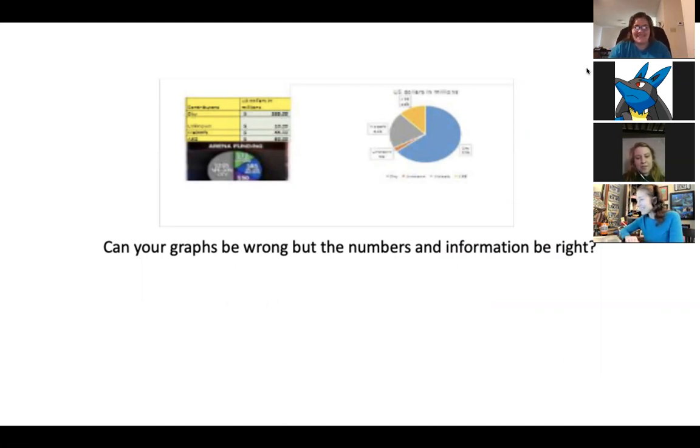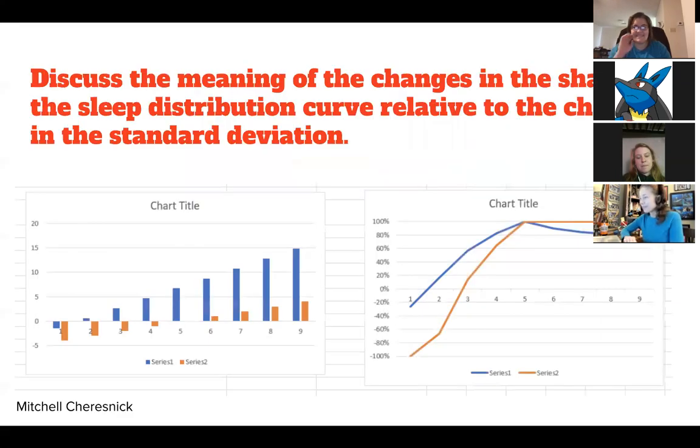Sounds like it. Now I'll always be skeptical of graphs from now on. Always. Wait till you do Excel 2. You're going to be skeptical of a lot more than graphs. Oh, God. Ruby, can you ask Mitch? Oh, I'm sorry.